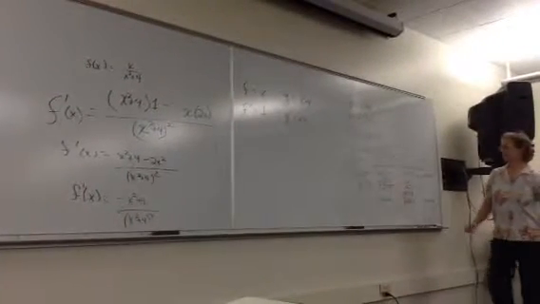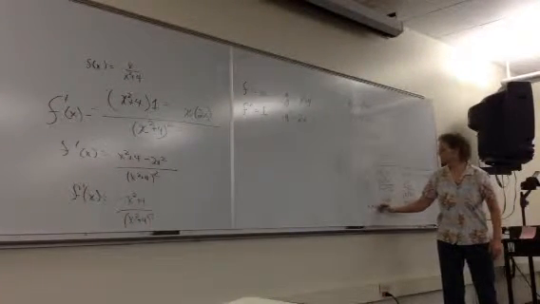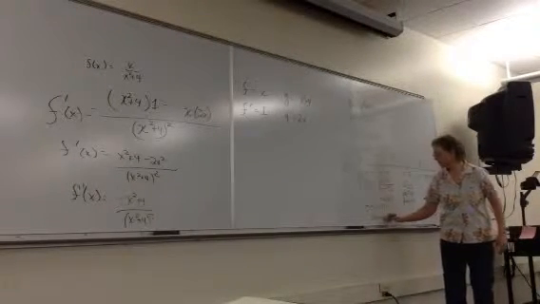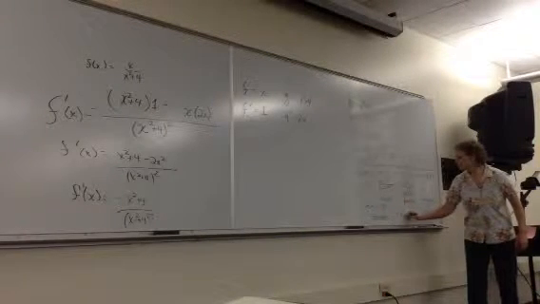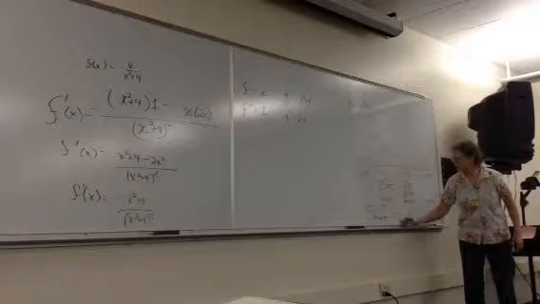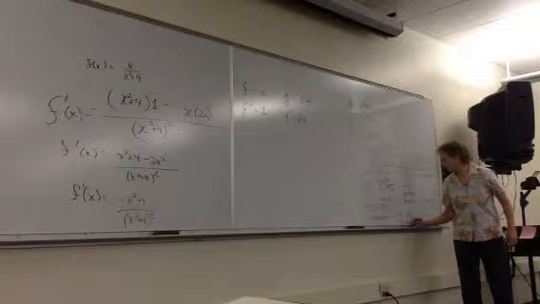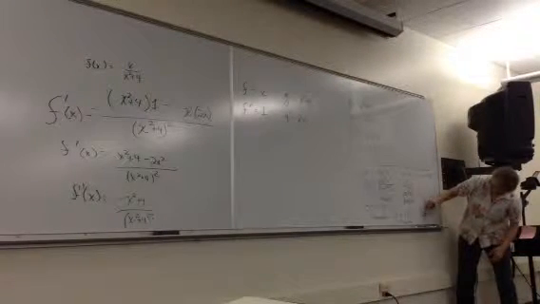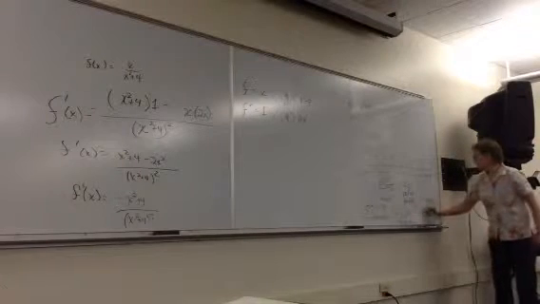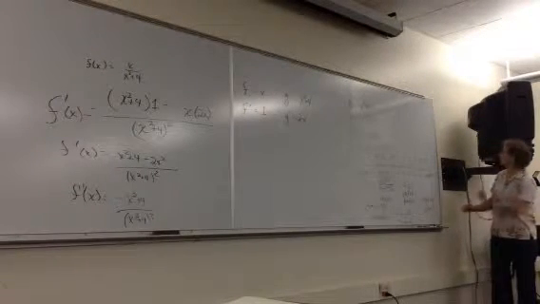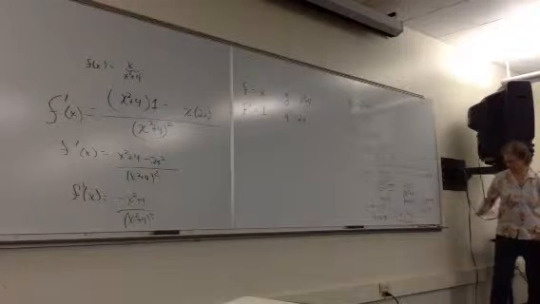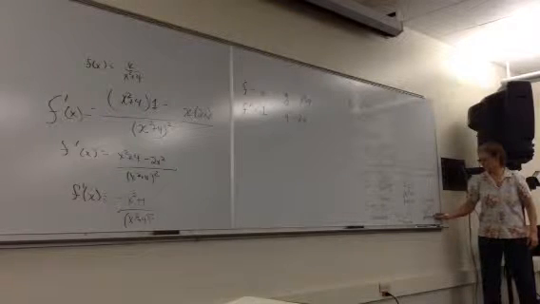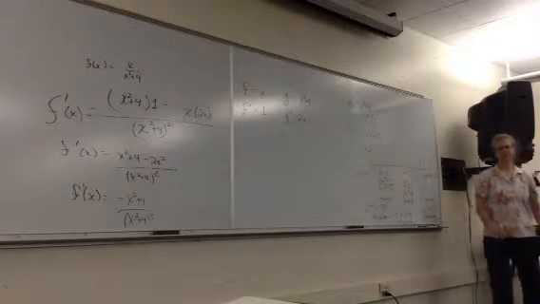So now we know that on the interval negative infinity to negative 2, the function is decreasing. From negative 2 to positive 2, the function is increasing. And from 2 to infinity, it's negative, so it's decreasing. Ta-da, have we answered the question?